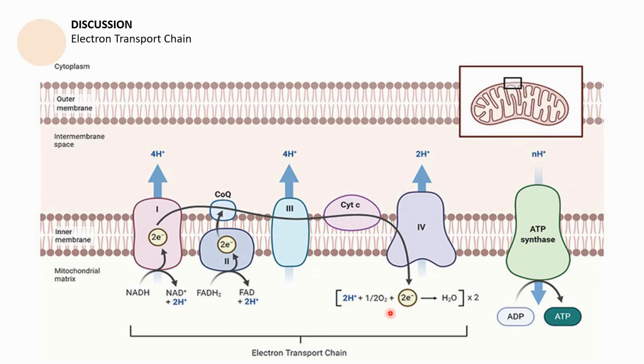Okay, so ganito siya niyan. Yung electron from the NADH napunta sa system 1. Yung electron mula sa FADH2 napunta sa system 2. Ngayon, itong dalawang electrons from these two systems napunta kay coenzyme Q, and then napunta kay system 3, and then kay cytochrome C, and then kay system 4, and then lastly, napunta siya sa oxygen.